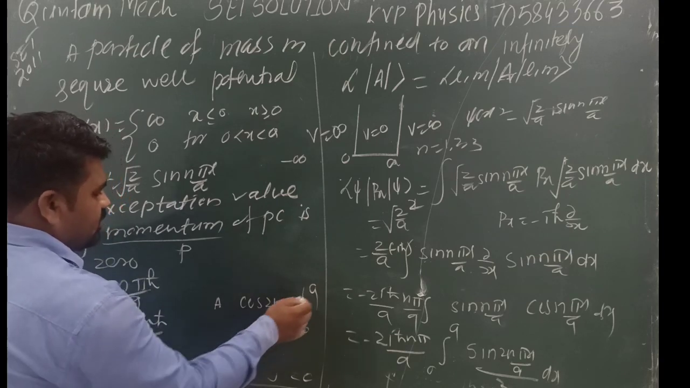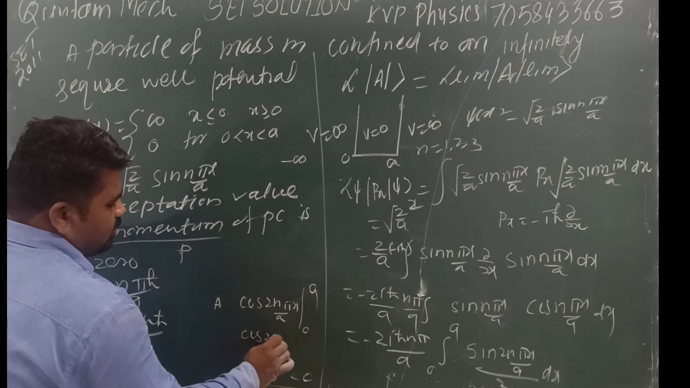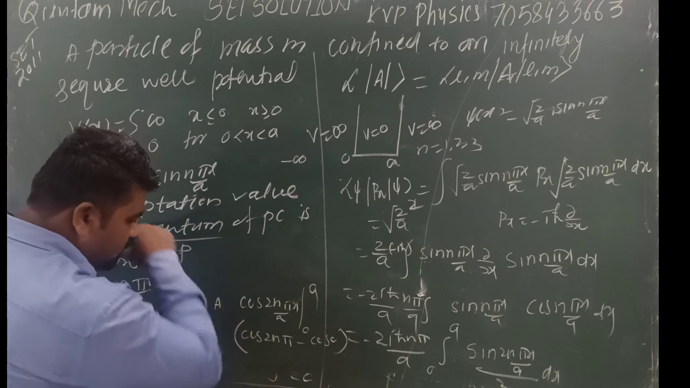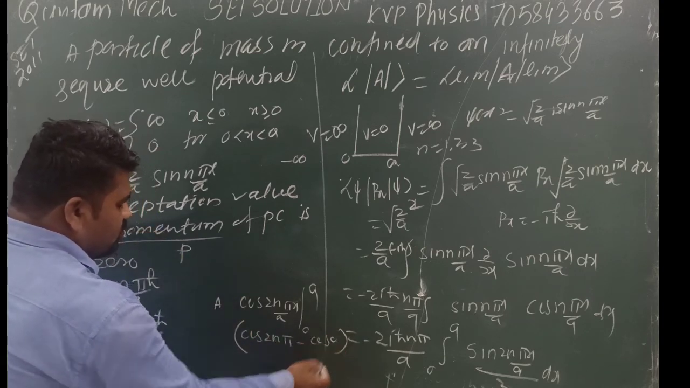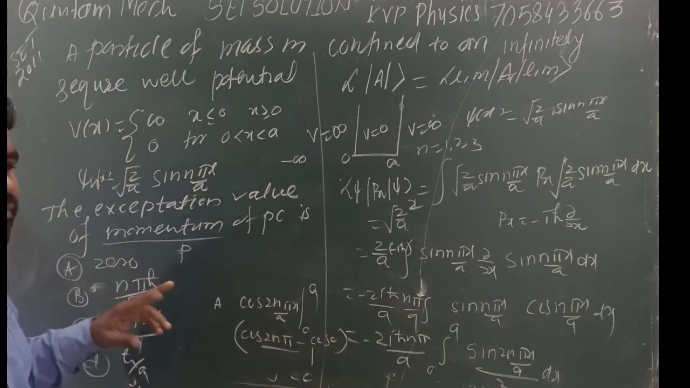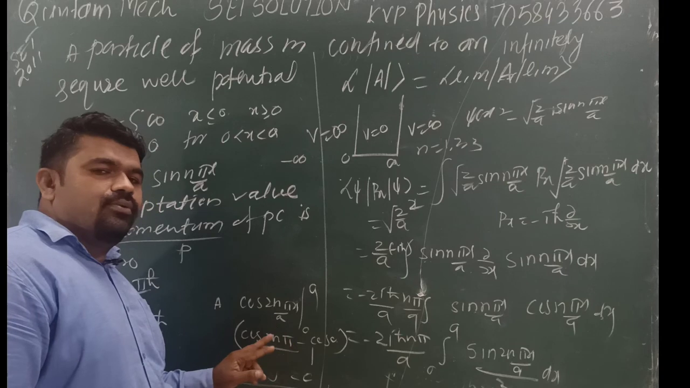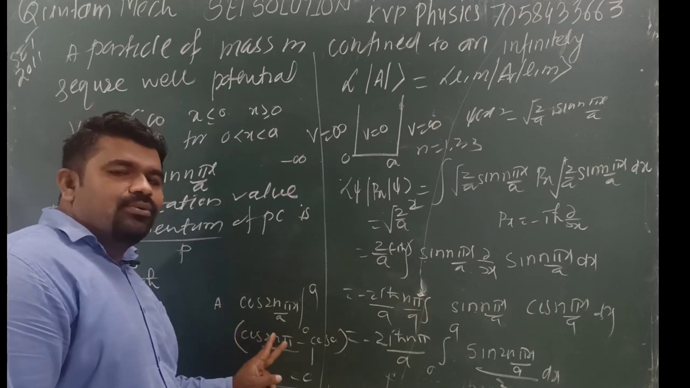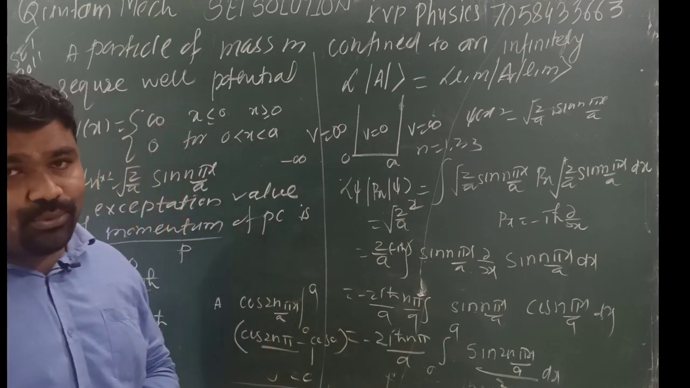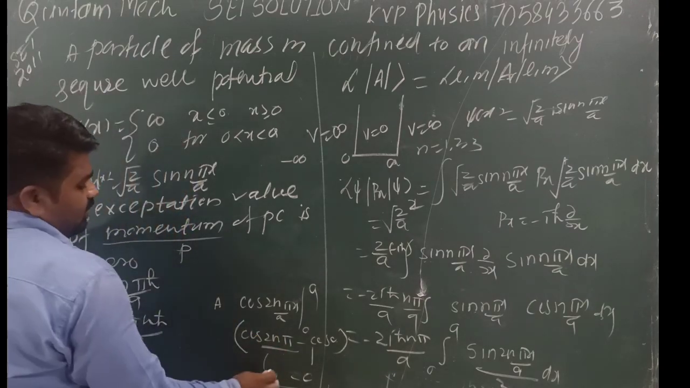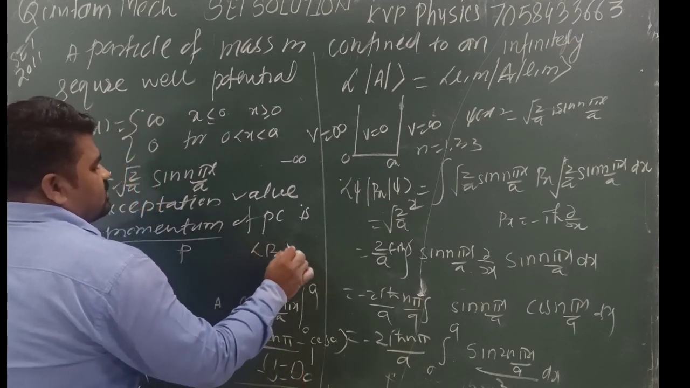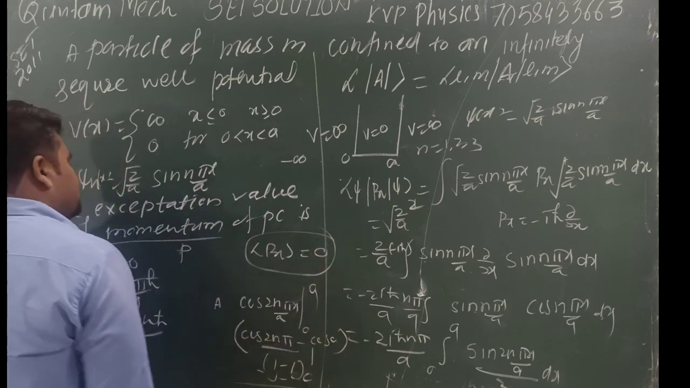We substitute the upper value a, giving cos 2 n pi, minus cos 0. Cos 0 is 1. And we know that cos 2 n pi, where n is 1, 2, 3, 4, 5, gives 2 pi, 4 pi, 6 pi, so all the cos values are positive, meaning 1. So 1 minus 1 is 0. Hence the expectation of px is equal to 0.